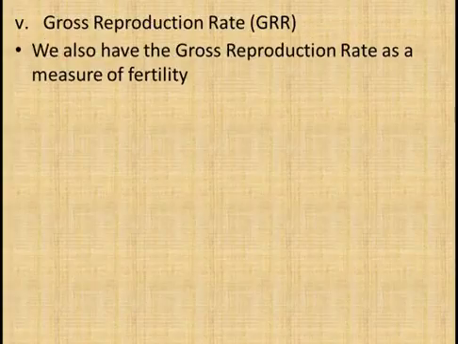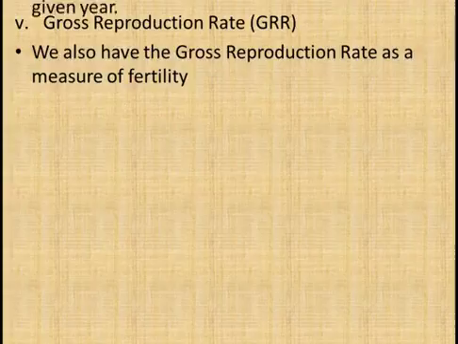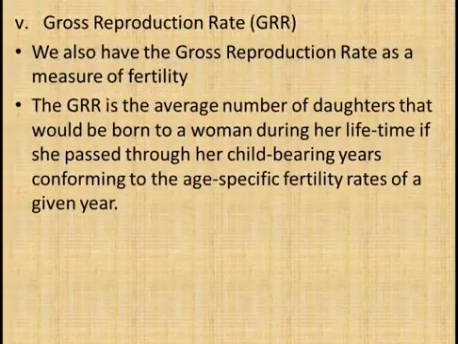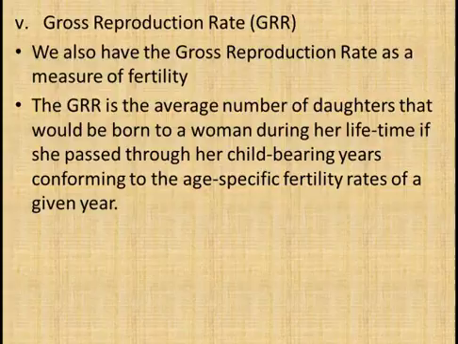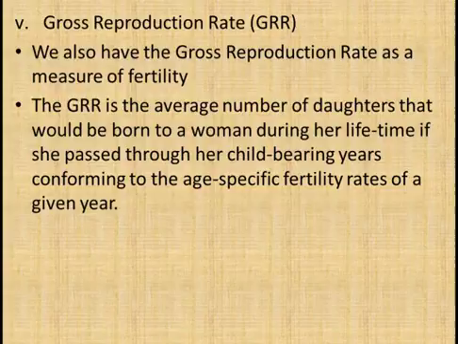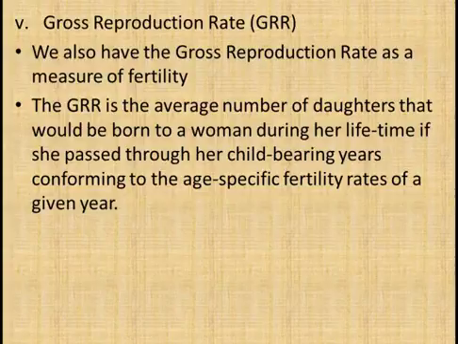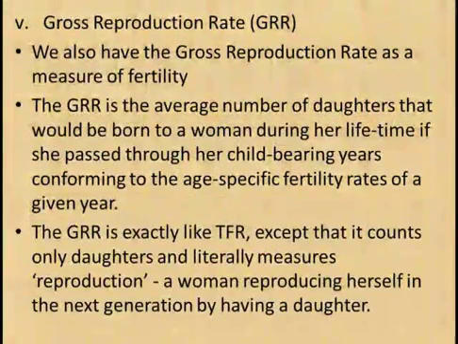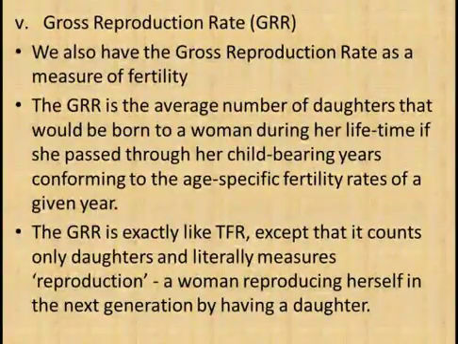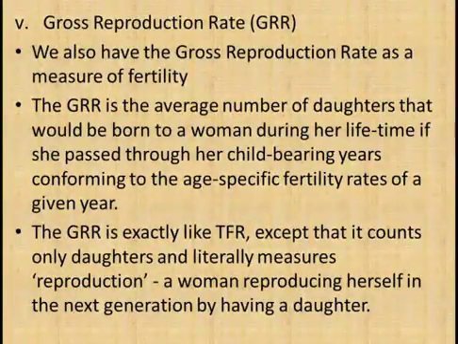The gross reproduction rate is the average number of daughters that would be born to a woman during her lifetime if she passed through her childbearing years conforming to the age-specific fertility rates of a given year. The gross reproductive rate is exactly like the total fertility rate, only that this time we are counting daughters only.